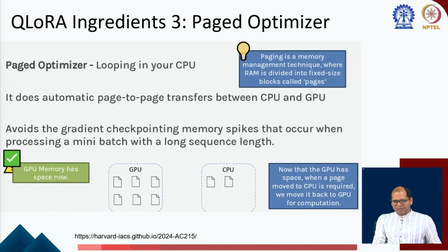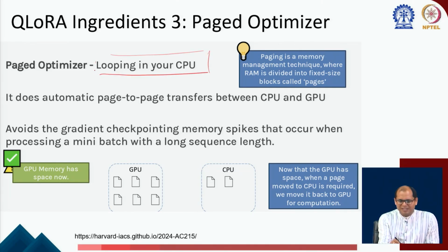So what is done in QLoRa, you use some paged optimizer. So you also loop in your CPU. While everything is happening in GPU, you use some paging technique. So what is paging? It's a memory management method by which you divide your RAM into equally sized pages. Okay, and what is done in paged optimizer? So you enable page-to-page transfer between CPU and GPU.